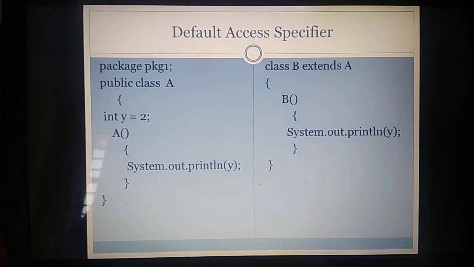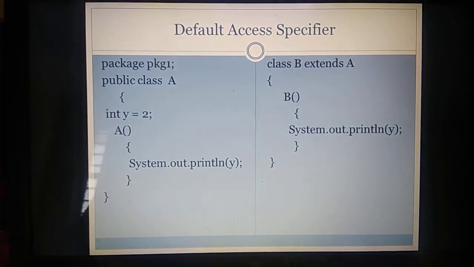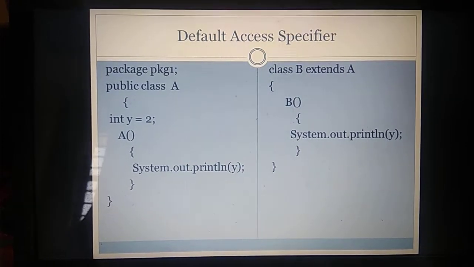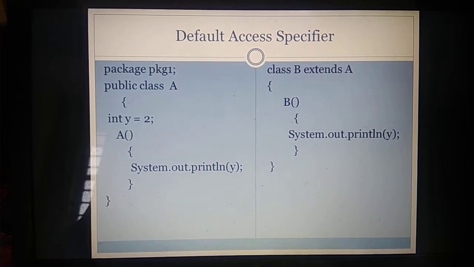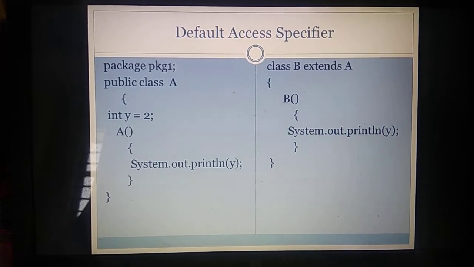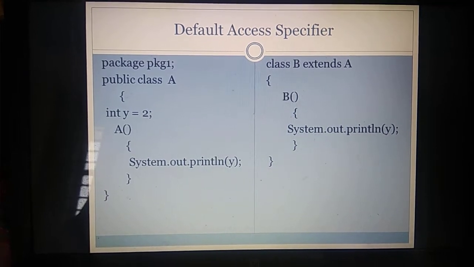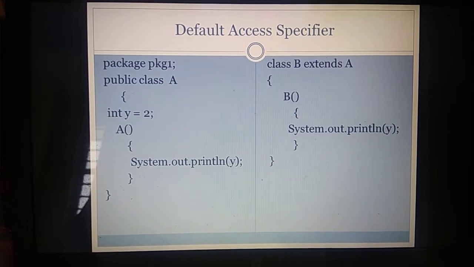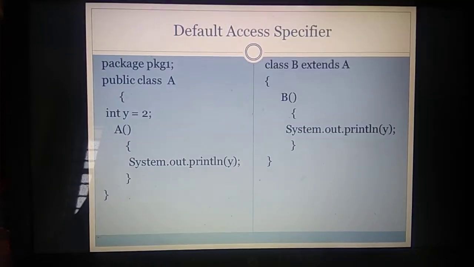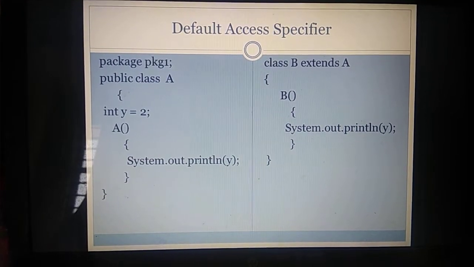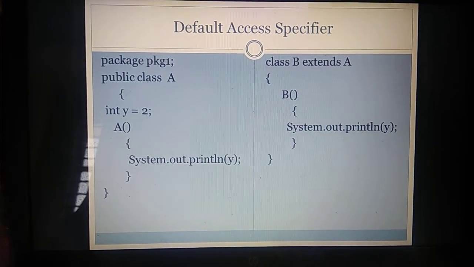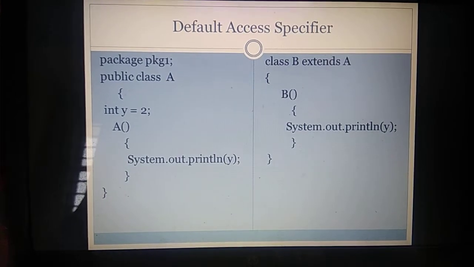So this is the first program. I modified the previous code, which we discussed for private, public and protected access variables. For the default access specifier, we are creating a package named package 1. Inside package 1 we have class A. While opening class A, we are declaring a default variable. The variable name is y and it is an integer variable. The value assigned is 2, so int y = 2.